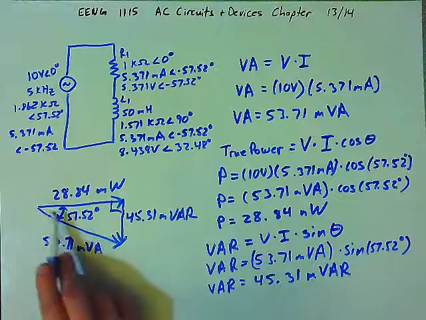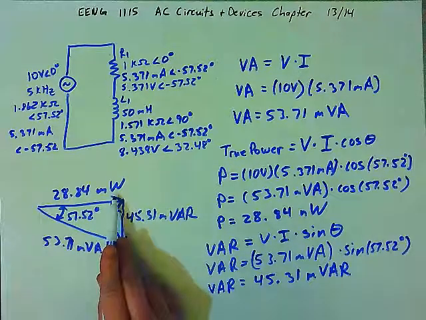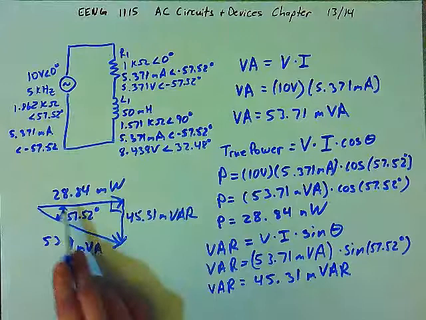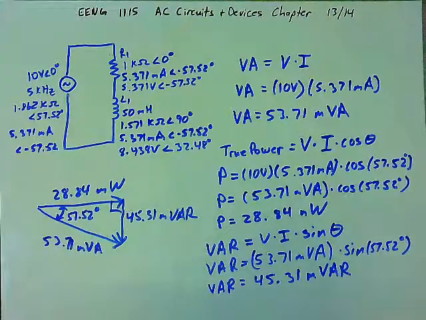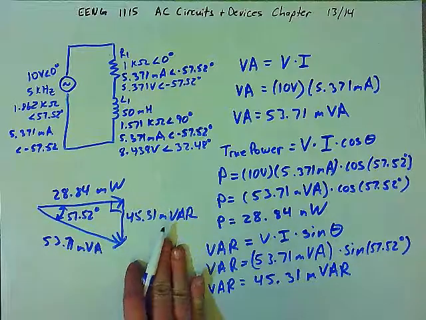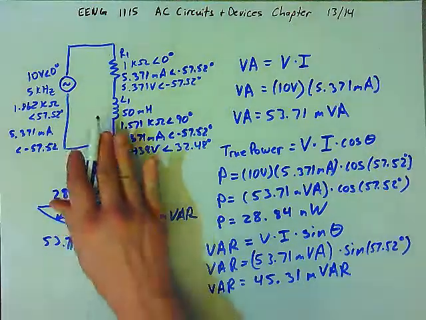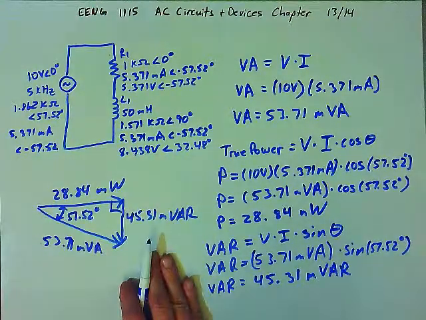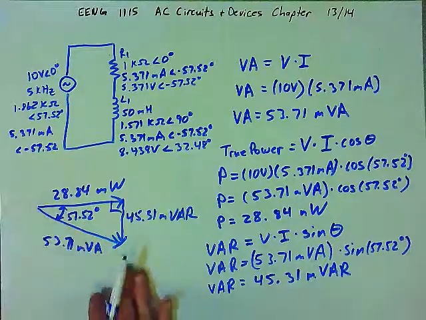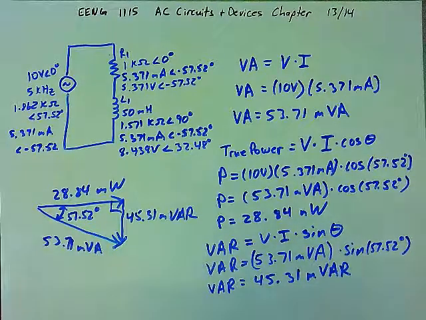And so this is the true power dissipated by the circuit. For an equivalent DC circuit, it would be dissipating 28.84 milliwatts. The VARs is a part of the circuit that accounts for energy being stored in the inductor and then given back to the circuit later. The hypotenuse is simply the voltage times the current without any regard for the angle.